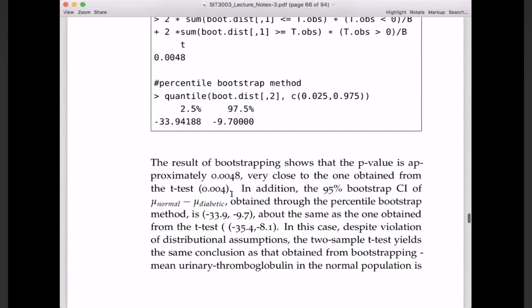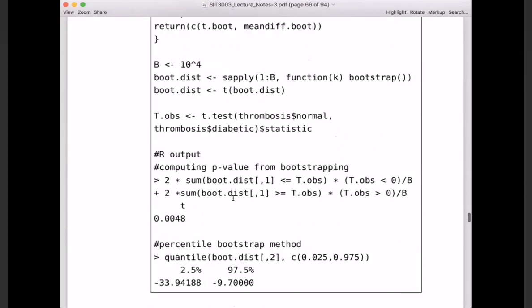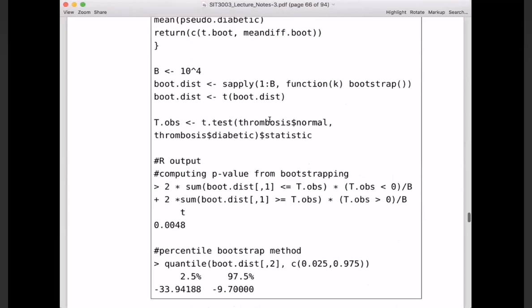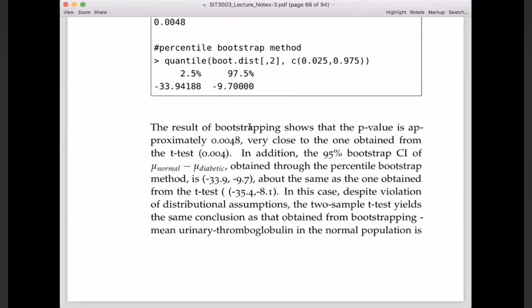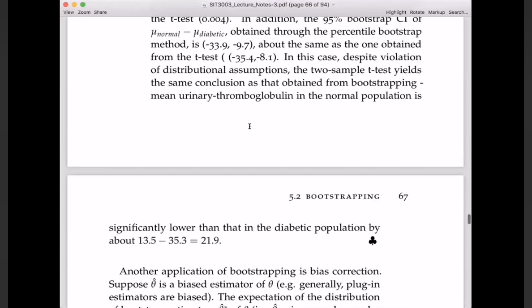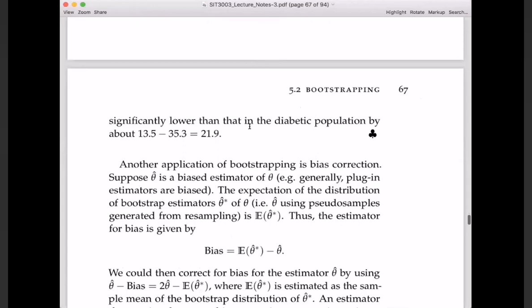All right. In this course, you can just recycle this code. You just need to change the reference to the data set. For another data set, it could be something else, not thrombosis, and that will work. So the code is not very difficult.